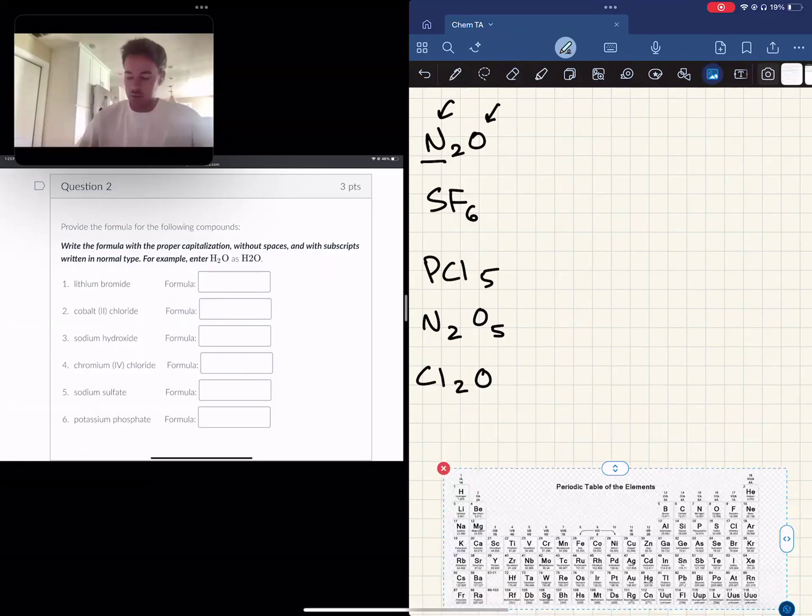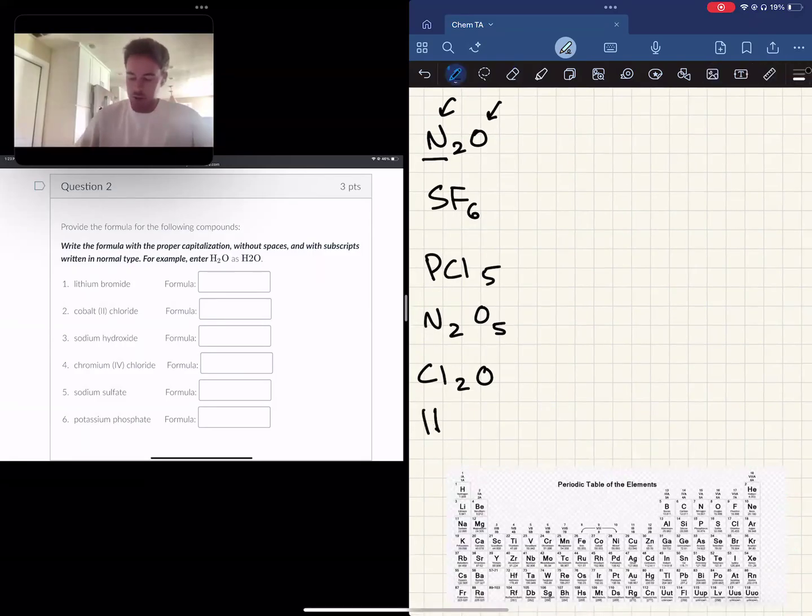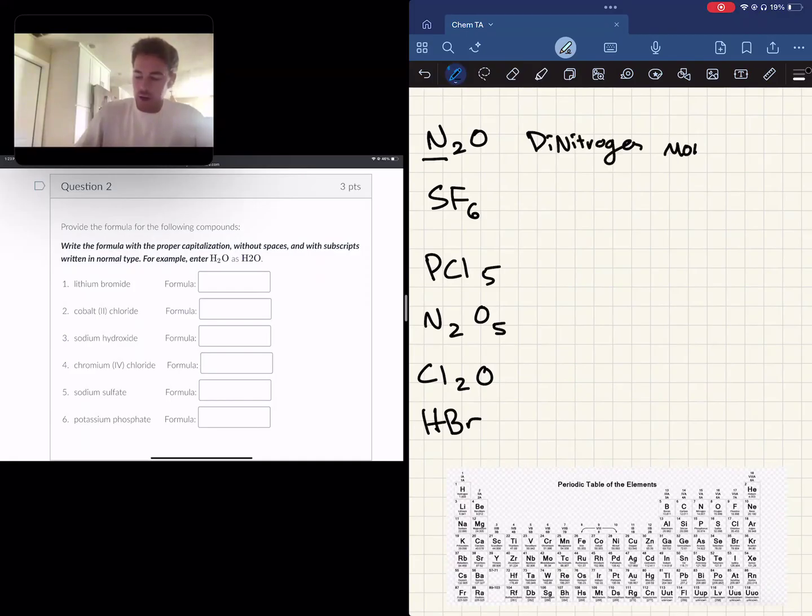Except for, let's do this one. Let's do HBr, because this one, I went over this in my review a lot, but just to make sure you guys remember. So dinitrogen monoxide. Okay. Two nitrogens, one oxygen.